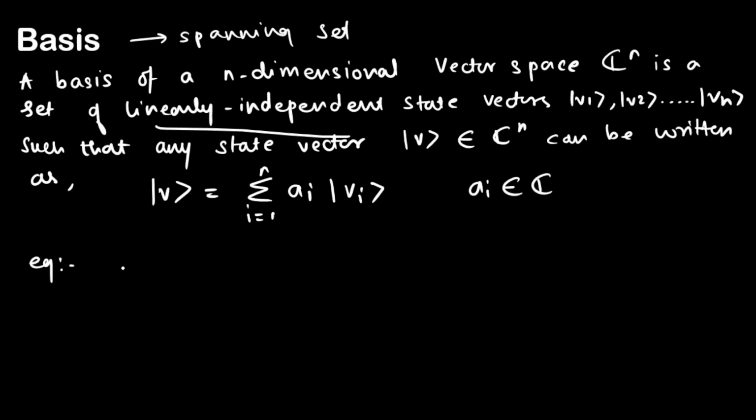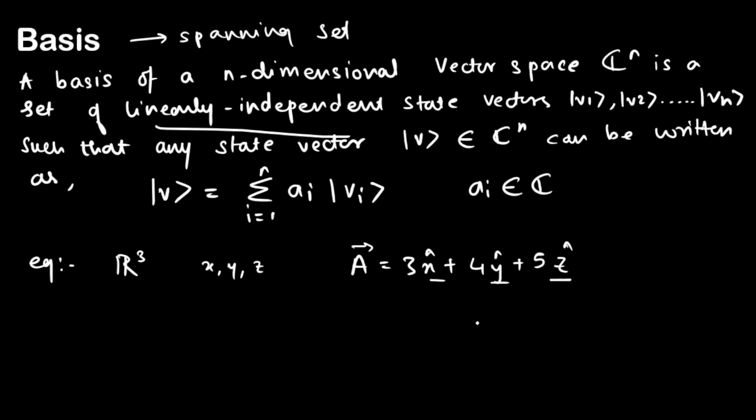For example, for a vector space R^3, our basis vectors are the x, y, and z coordinates if you are talking in Cartesian coordinates, such that any vector in R^3 can be expressed as a linear combination of these basis vectors x, y, and z. That is, any vector A can be written as a linear combination of our basis vectors.